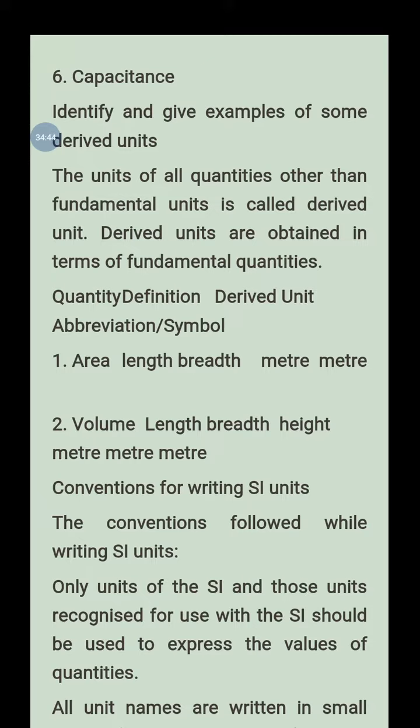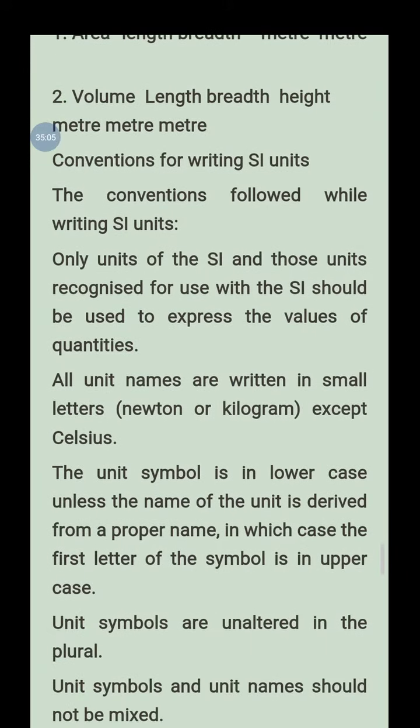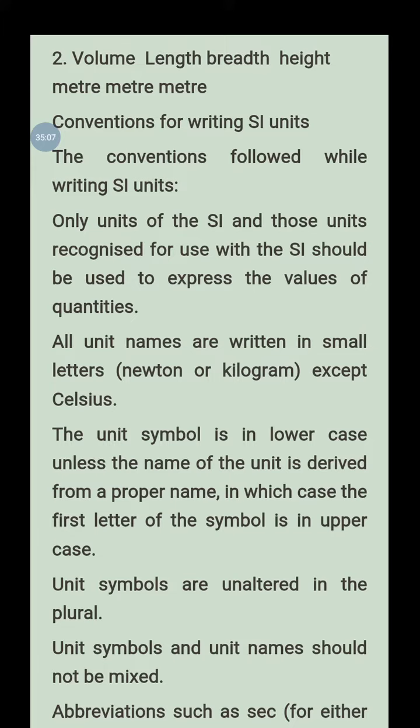Derived units are obtained in terms of fundamental quantities. For example, as we have studied, area is length into breadth, that is meter into meter, and its unit is meter square. Volume is length into breadth into height, so meter cube. How can we write the SI unit? The convention followed while writing SI units: only units of the SI and those units recognized for use with SI should be used to express the value of what?